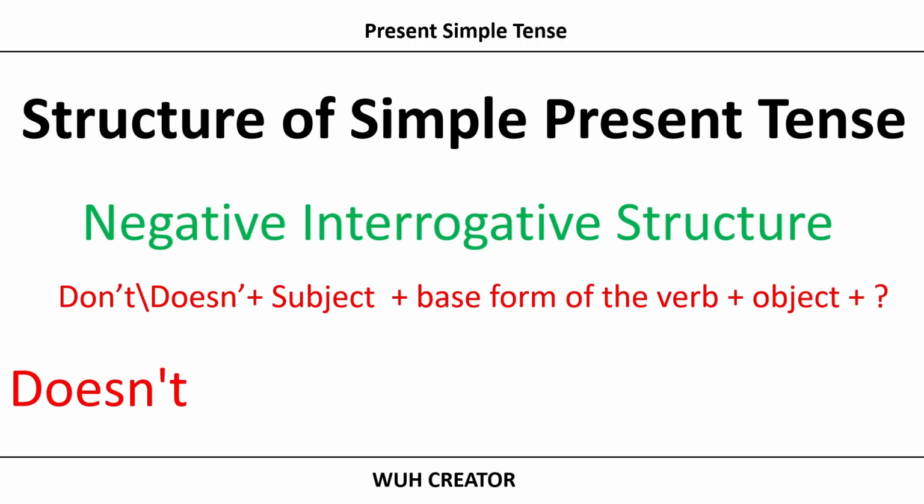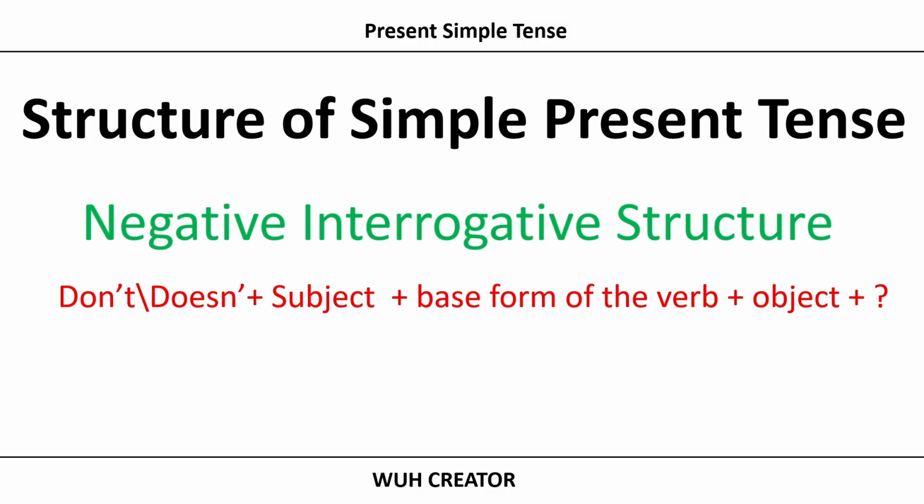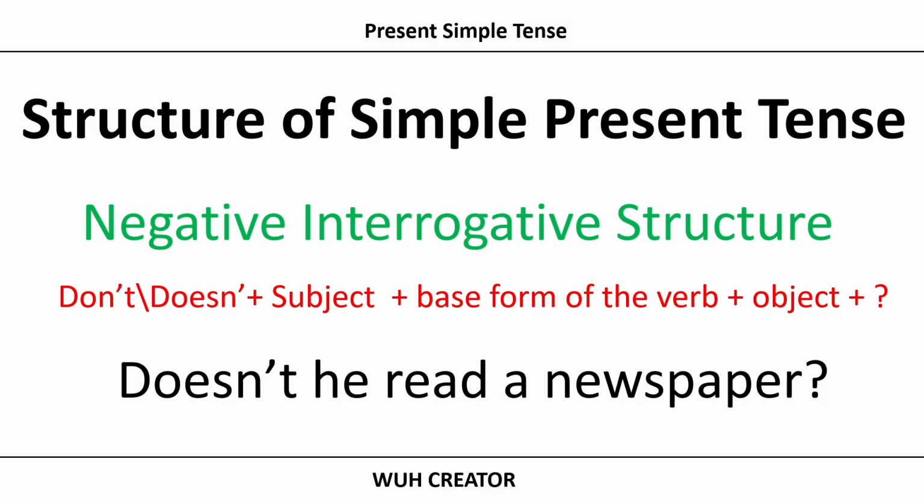We use doesn't with a singular pronoun or singular subjects, and with plural pronouns or plural subjects we use don't. The difference is that here we have contracted forms. Let's move towards examples. Doesn't he read a newspaper? The sentence doesn't he read a newspaper is a negative interrogative sentence in the simple present tense.